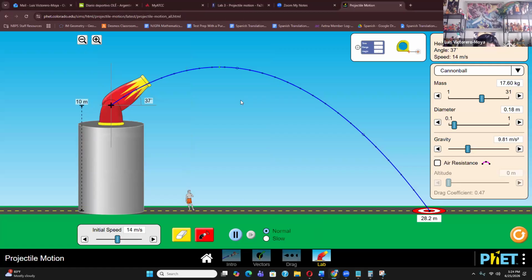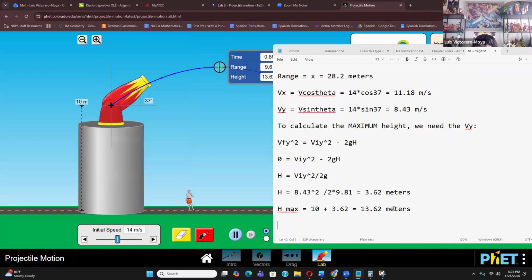So how do you check that in the simulation? You're going to use this tool. You see that? Time, range, height. And you're going to look for the maximum height. There, 13.62. Yeah, so perfect match. So my percentage error is 0%.